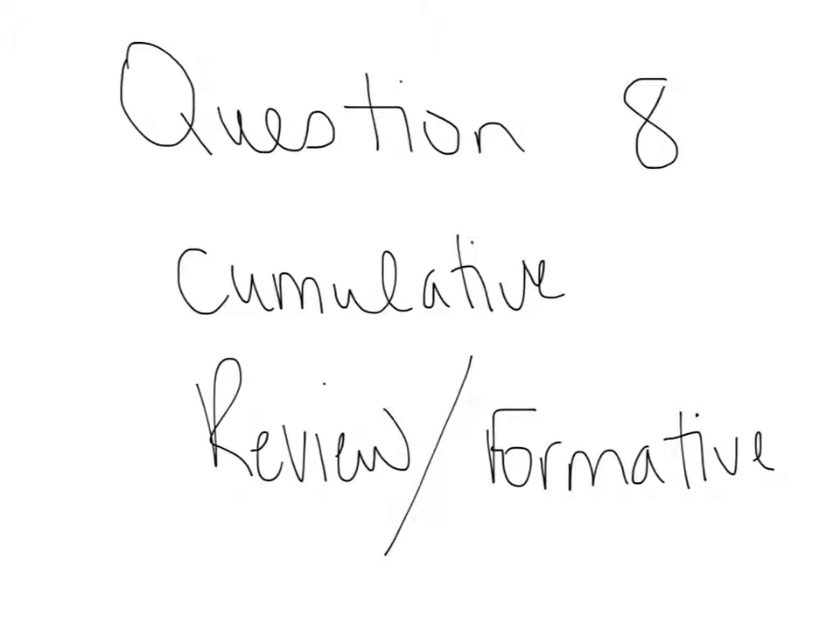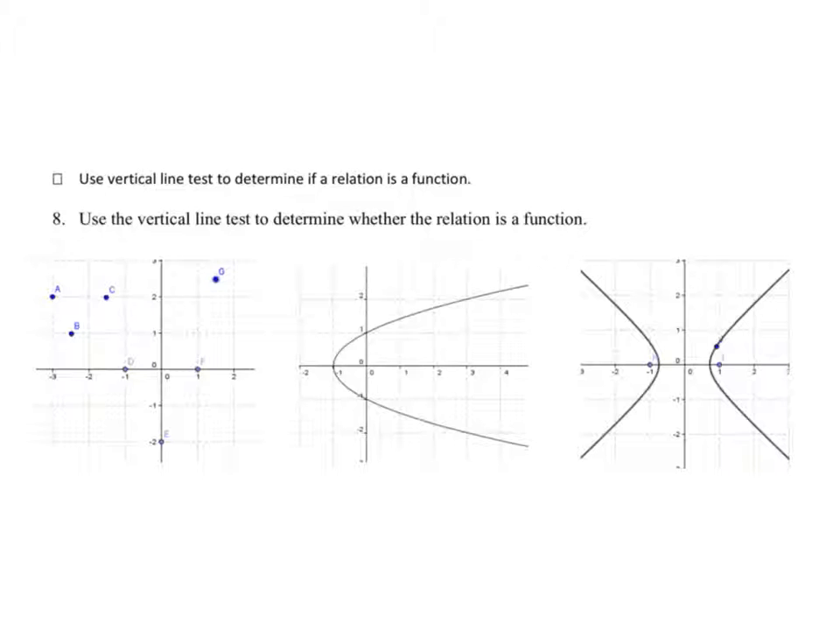Question 8 on your cumulative review formative looks at using the vertical line test to determine if a relation is a function. So remember, the definition of a function is that for every input there's only one output. The vertical line test tests this in a graph. Basically, it says that if you draw any vertical line on the graph, it will only touch the graph at one point. And if it touches at more than one point, then it is not a function.